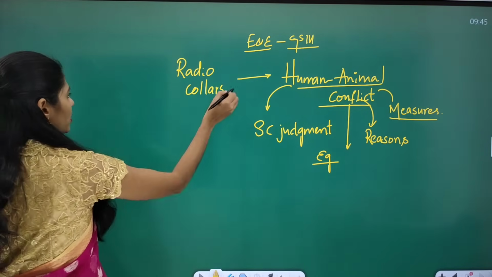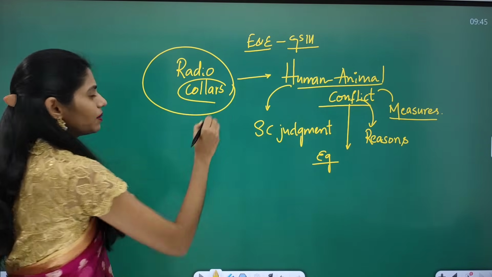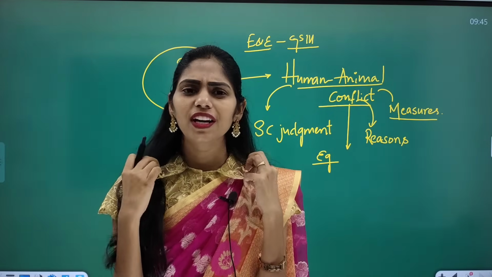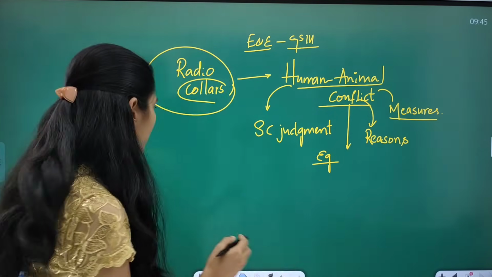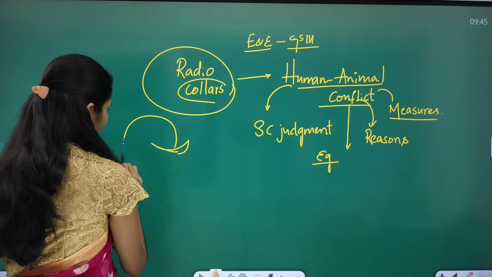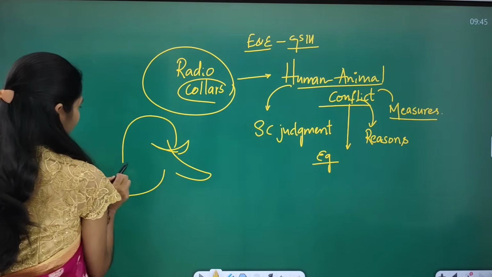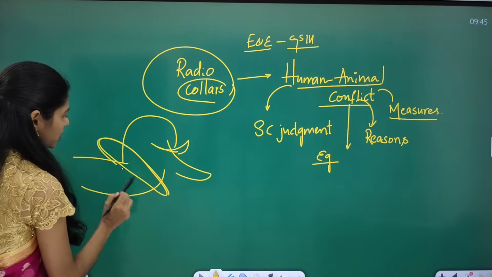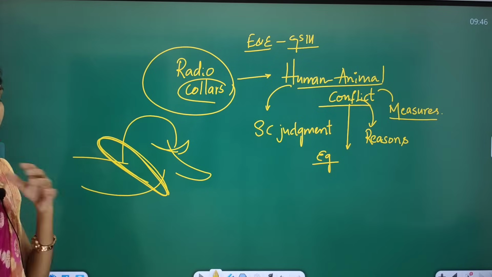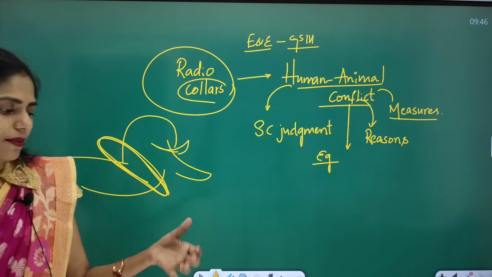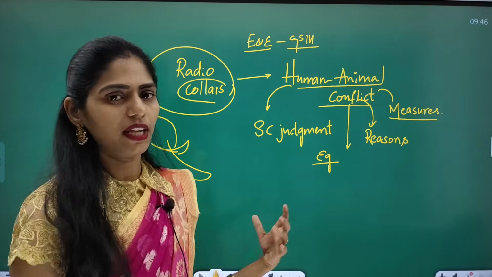If you're talking about radio collars, a collar is nothing but the neck part, right? Where your collar is, that is called the collar. So in an animal, for example, let us say this is an animal, we attach this radio collar to the neck part, and it helps to identify the speed of the animal or in which direction it is moving.